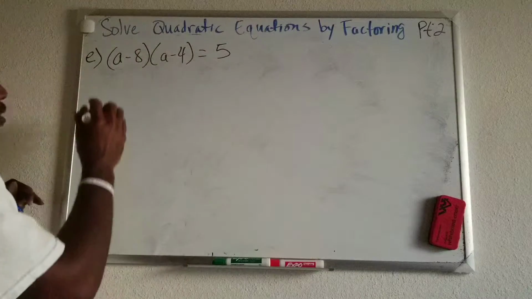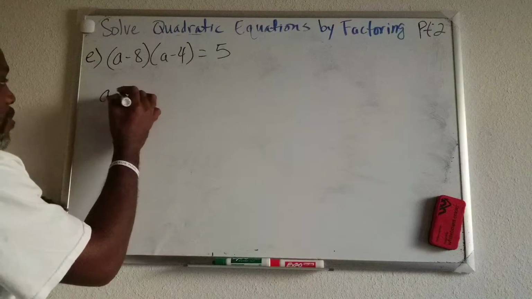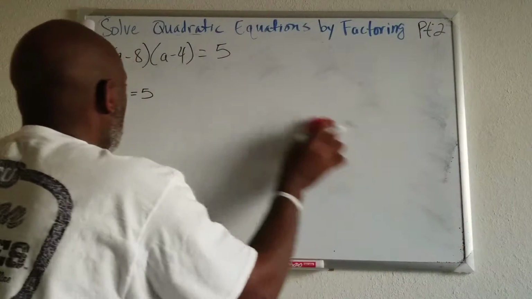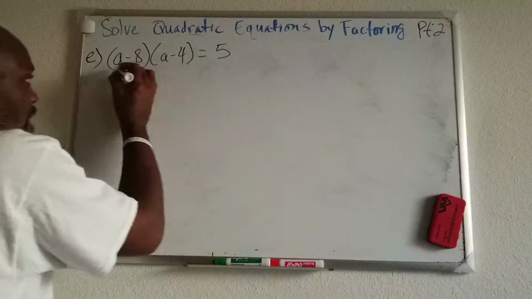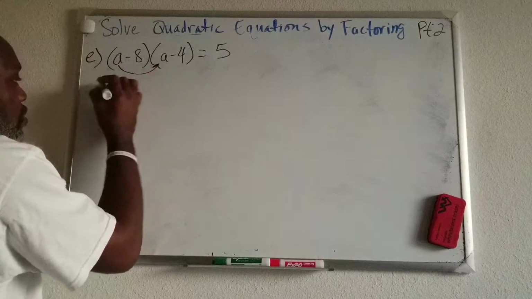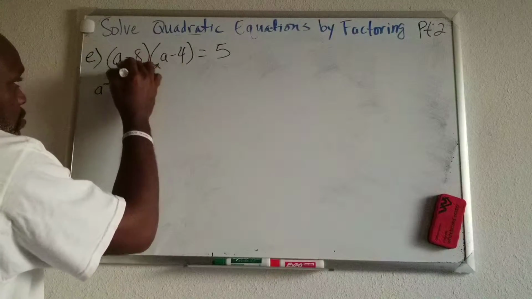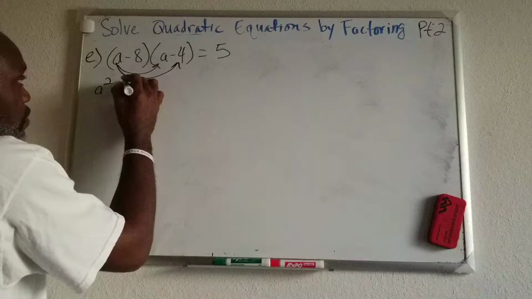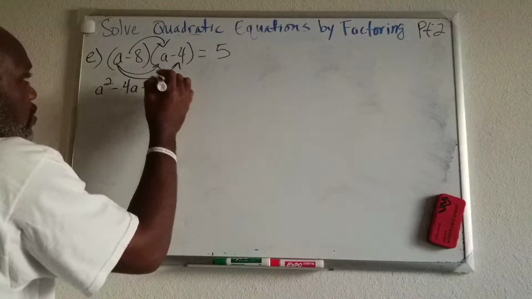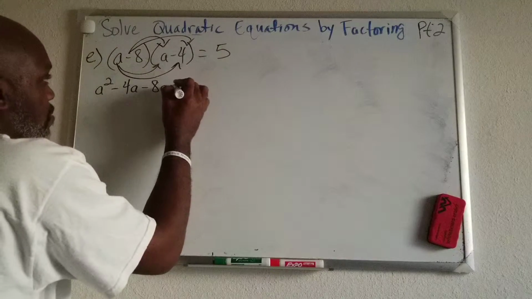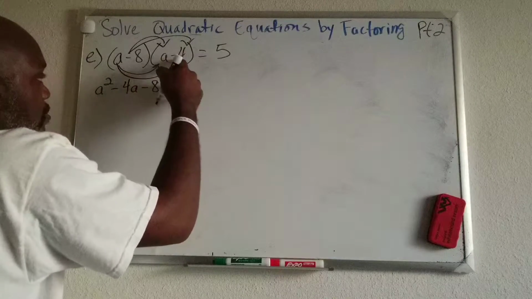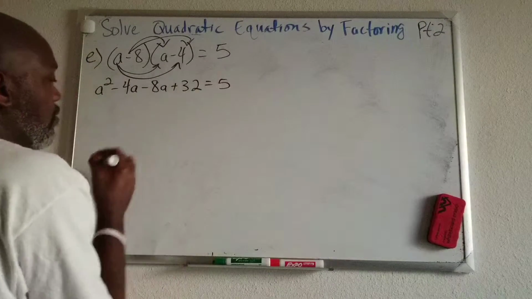All right. So you cannot do 8a minus 8 equals 5. You can't do that. It has to be 0. So in order for that to happen, we have to do the FOIL method, where we do first, that's a squared, outer, that's negative 4a, inner, negative 8a, then last, that's positive 32, right? Positive 32. Negative times a negative is a positive, equals 5.